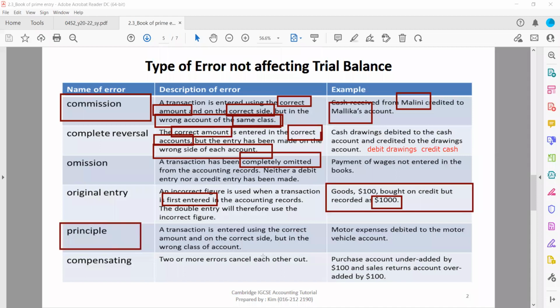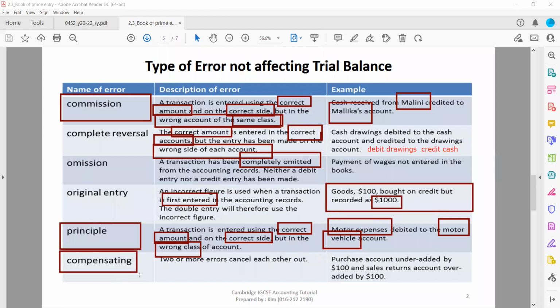So this overstates the purchases and overstates the trade payable. Principal error is a transaction entered using the correct amount, and also the correct side, but the wrong class. Wrong class means that supposedly it's expenses, but we put it into the non-current asset. Or supposedly it should be a liability, but we put it into the revenue. So that is called wrong class. For example, motor expenses debited to the motor vehicle account. Motor vehicle is a non-current asset. Motor expenses is an expenses account. So this is principal error.